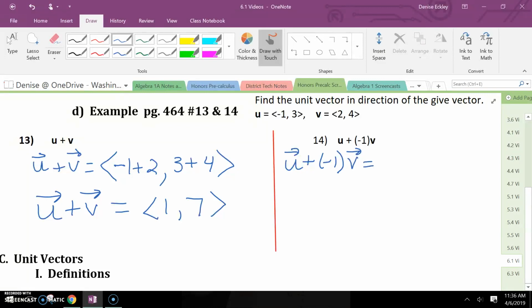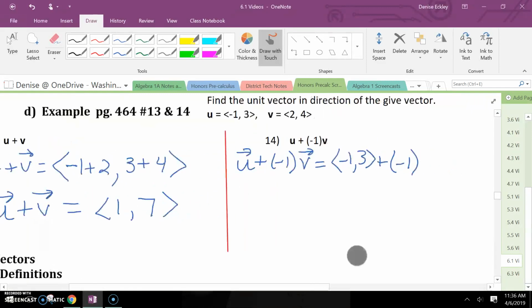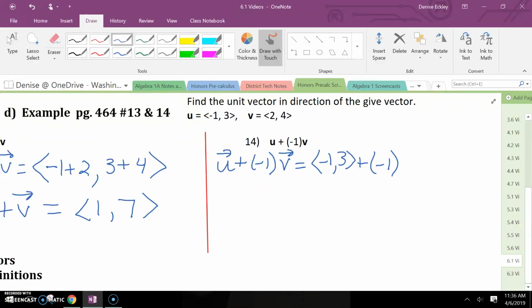So this is going to give us -1, 3 plus -1 times our vector v, which is 2, 4. So we're going to have u plus -1 vector v is going to equal -1, 3.